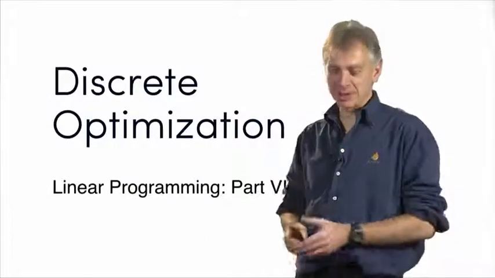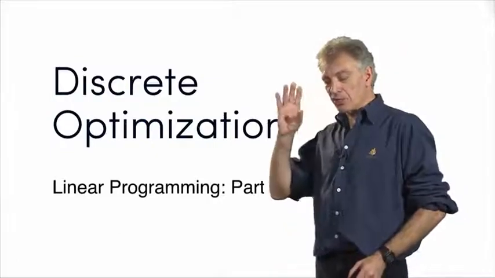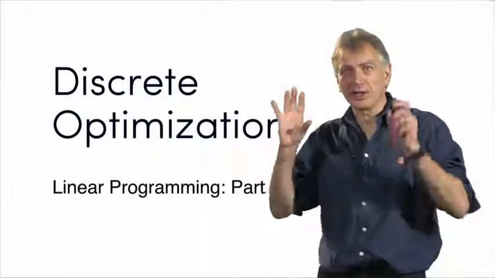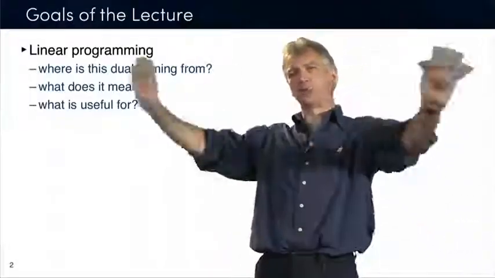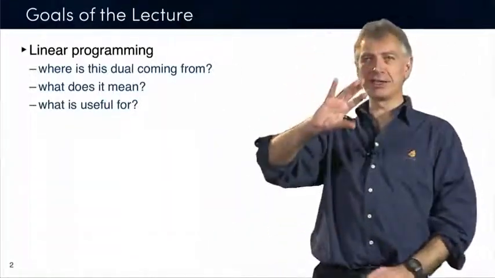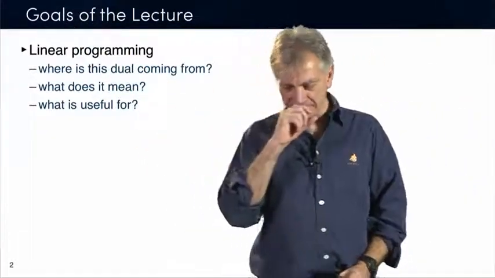Okay, so discrete optimization, part 6, last part. What I'm going to talk about today is where this dual is coming from and why it is useful. We saw that it was beautiful, but we have no idea where it magically came from. So that's what I want to talk about in this lecture.